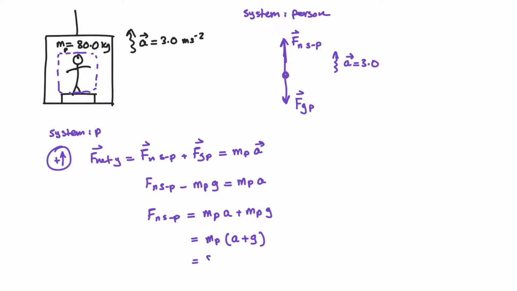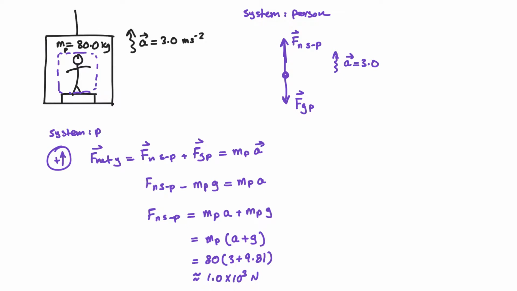Let's put in some values in here. We have 80, and my acceleration is 3, and this is 9.81. Putting this all into my calculator and getting the correct number of significant figures, I'll have 3 plus 9.81 and multiply that by 80 to get approximately 1,020. We have two significant figures, so actually it's about 1,000. So 1.0 times 10 to the 3 newtons.